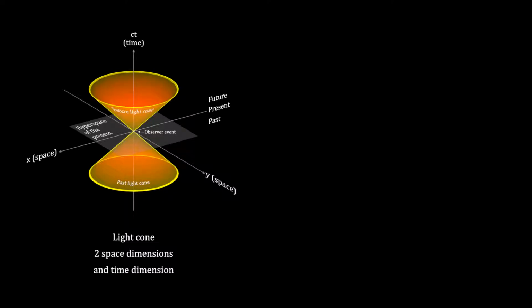Now highlighting the inside of the future light cone. The observer event cannot affect any event outside the future light cone because nothing can travel faster than the speed of light.